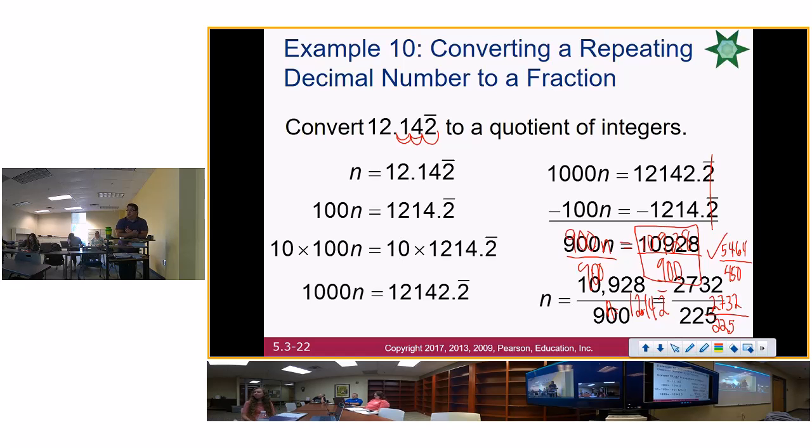2732 over 225, that's it. Don't worry, somebody's going to send me this in homework, so we're going to see it again. Okay?